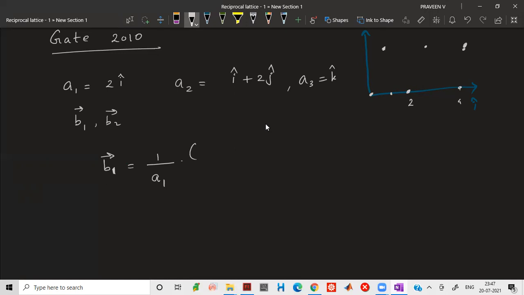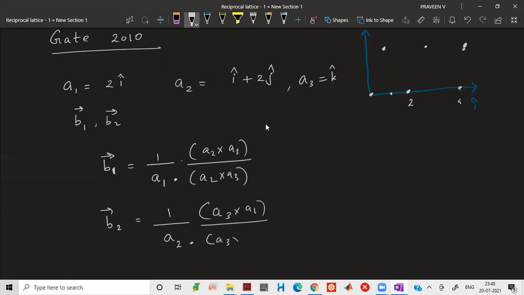So here this b1 vector should be perpendicular to both a2 and a3. So we take the cross product a2 cross a3, and here we take the dot product a2 cross a3. In the case of b2, the value should be inversely proportional to the separation vector, that is the a2 vector, and it should be perpendicular to both a3 and a1. So a3 cross a1, and here the dot product a3 cross a1.